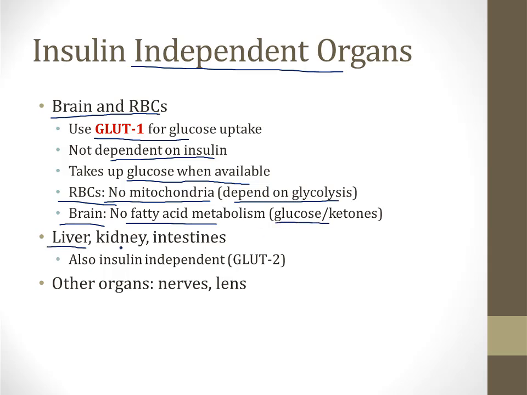Also, the liver, kidney, and intestines are insulin-independent organs. They use the GLUT2 transporter we talked about before, and many other organs are also insulin-independent, like the nerves and the lens of the eye.